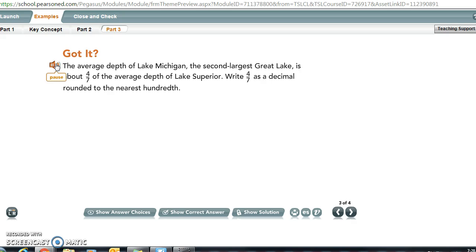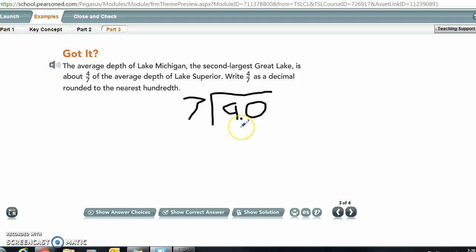The average depth of Lake Michigan, the second largest Great Lake, is about 4/7 of the average depth of Lake Superior. Write 4/7 as a decimal, rounded to the nearest hundredth. So what I would like you to do for this one is try it on your own. This is the last problem you have to do. So it's going to be 7 divided by 4.0. Okay, I want you to try this in your notes. Remember, that's a 4. It looks like a 9. I'm sorry. I will be collecting it tomorrow. Remember that you need to round it to the nearest hundredth.